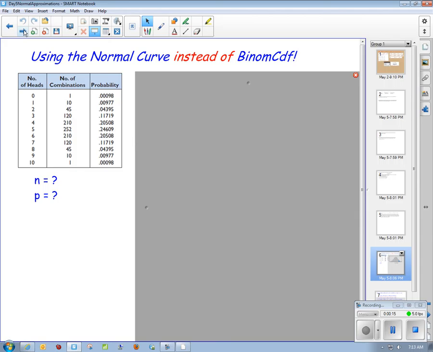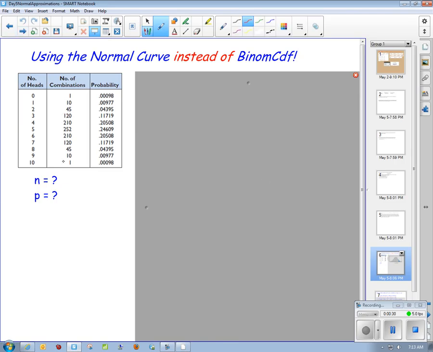Today we talk about an alternative to using the binomial distribution or binom CDF. Instead, we're going to use a normal curve, which is going to turn out to be a normal CDF. Let's take a look first at the probabilities, the basic probability chart.